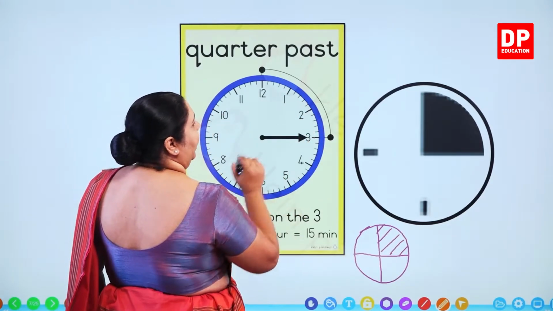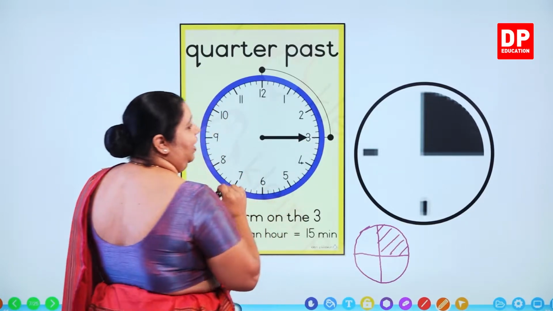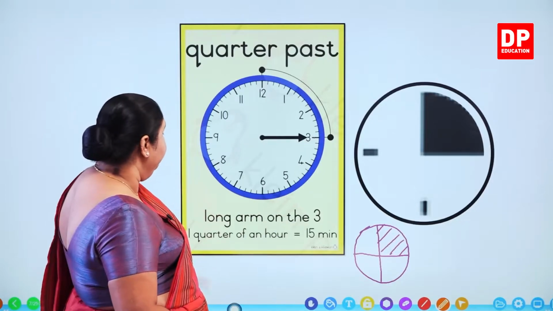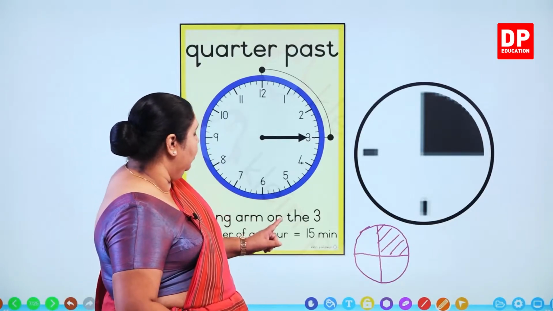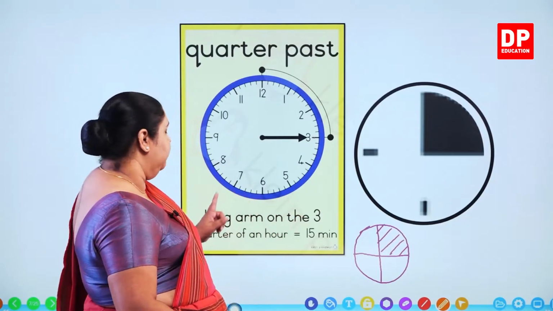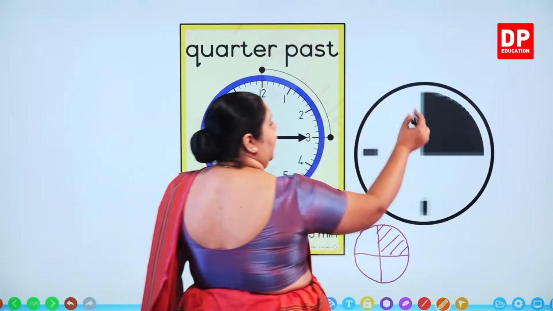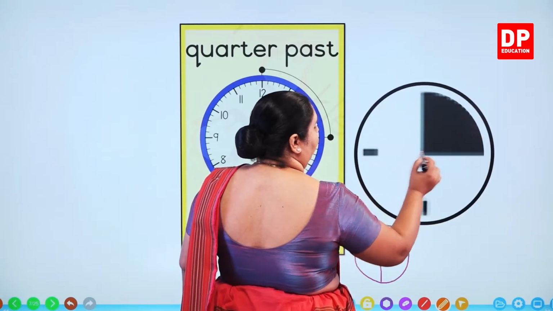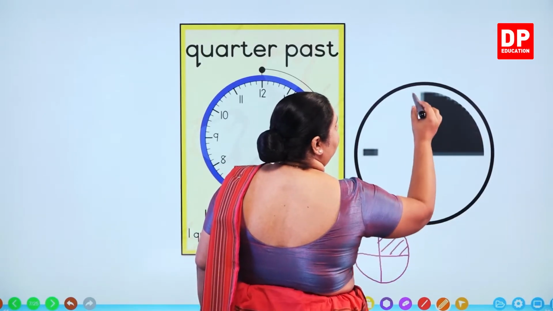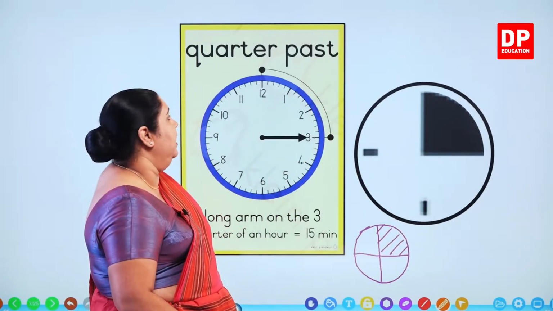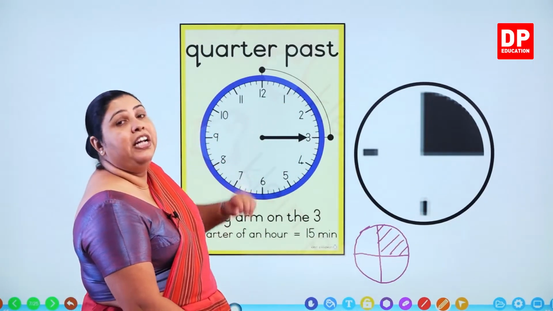When the long hand comes to number 3, we say 15 minutes past. Okay? Long arm on the 3. That is 1/4 of an hour. ඒ කියන්නේ පුතේ ඔන්න මේ කොටස් 4කට බෙදපු අපේ clock එකේ එක කොටසක් තමයි මෙන්න මේ විදියට number 3 එක ළඟට ආවහම අපිට පේන්නේ. So we say 15 minutes.